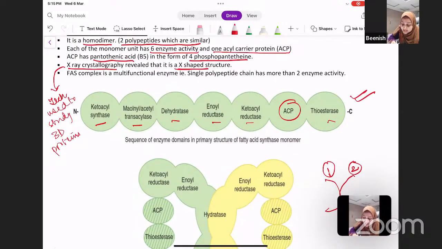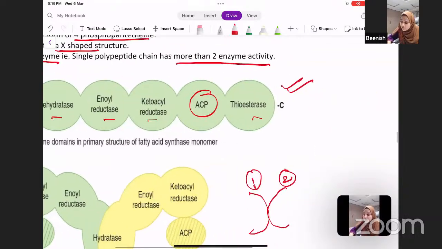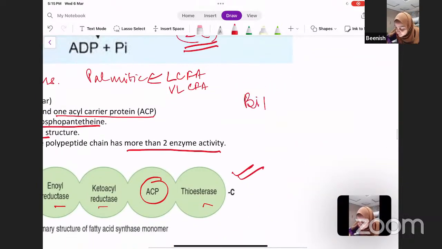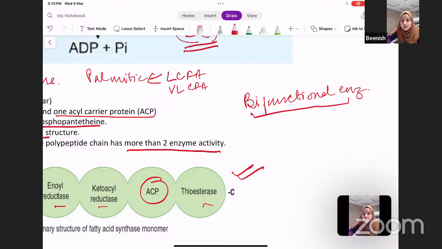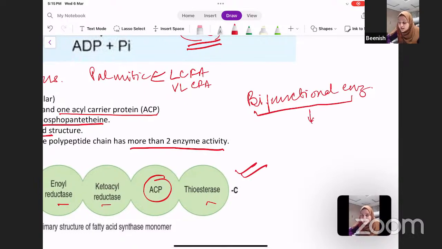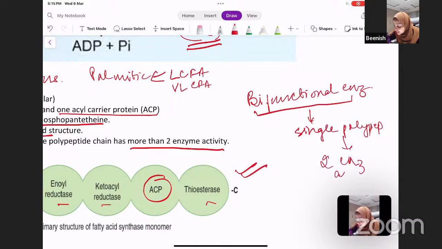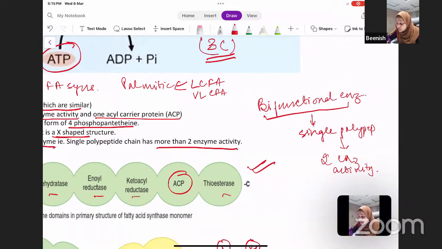The FAS complex is a multifunctional enzyme. That is, a single polypeptide chain has more than 2 enzyme activities. We have studied bifunctional enzymes. I hope you remember where we have studied bifunctional enzymes. If not, then you need to revise. We have studied bifunctional enzymes twice, and I have told you there what a bifunctional enzyme is: where a single polypeptide chain has 2 enzyme activities. In glycogen synthesis and in gluconeogenesis, we have studied this, okay?